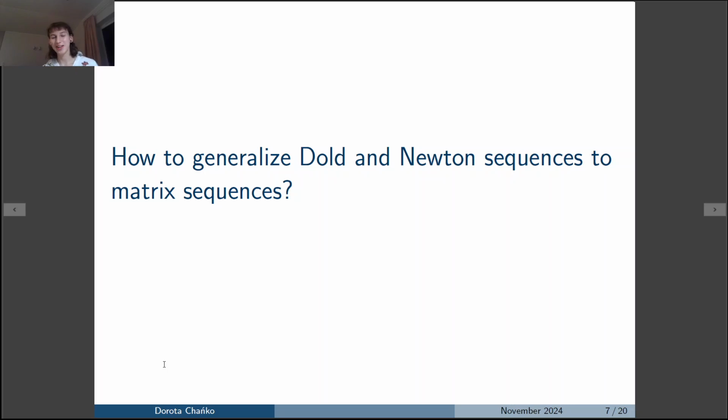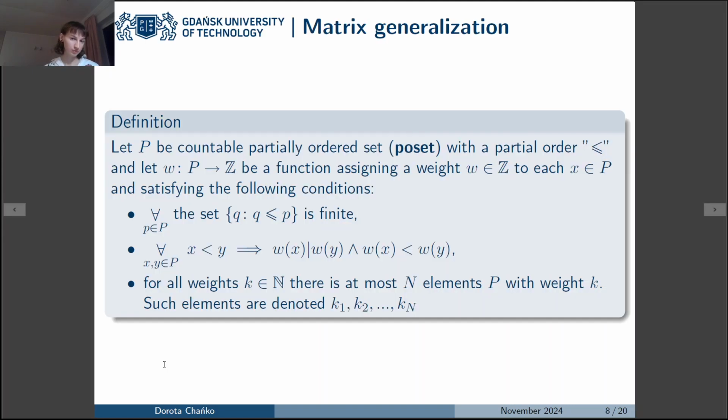But how do we generalize them to matrix sequences? We know that if they are just integer sequences, they are the same. What happens if we try to generalize them to matrix sequences? To do that, let's take a look at posets with a function that will be assigning weights to the elements of our posets.